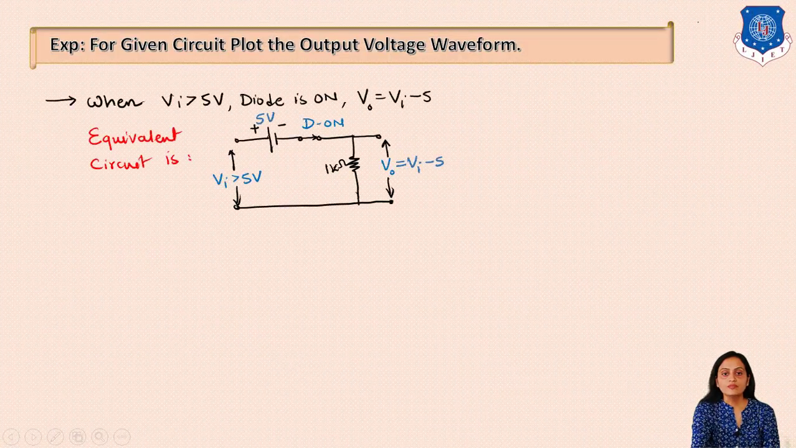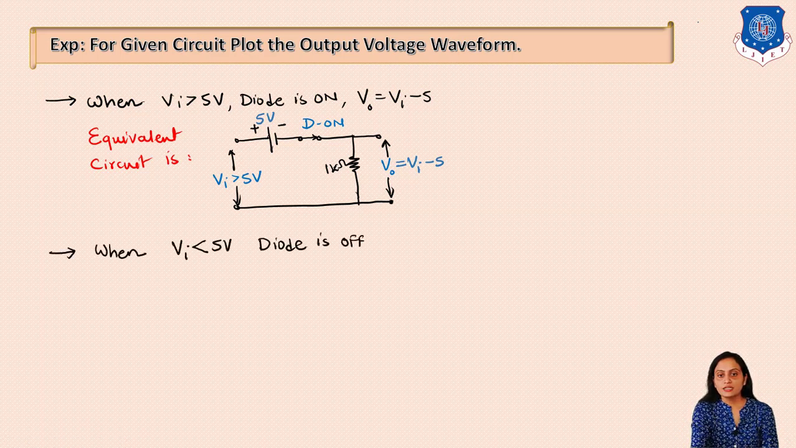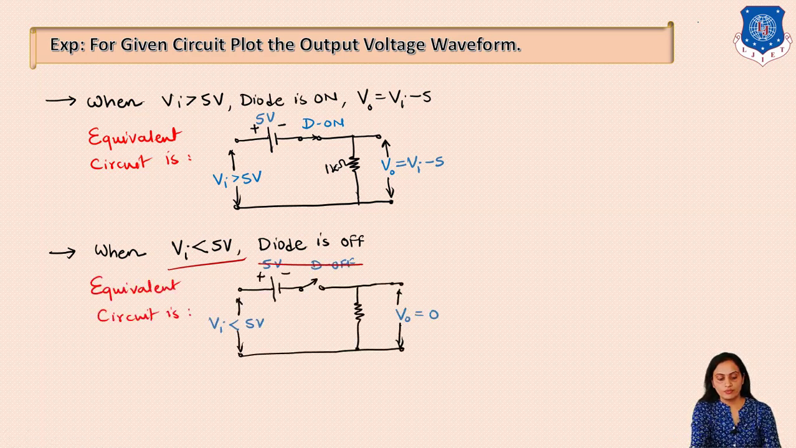Now we will see the equivalent circuit when the diode is on. Same thing we had discussed in the previous slide. The diode is on, the output voltage is Vi minus 5. When the input is less than 5 volt, the diode is off. The equivalent circuit is this with the diode off. The diode is off, the output voltage is 0.